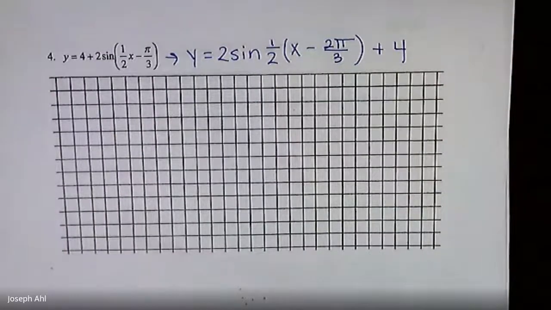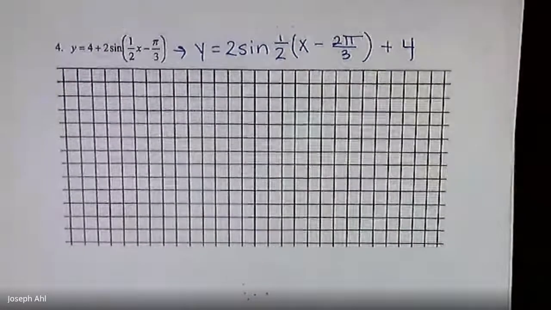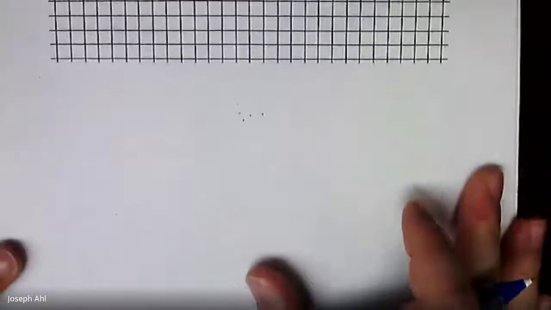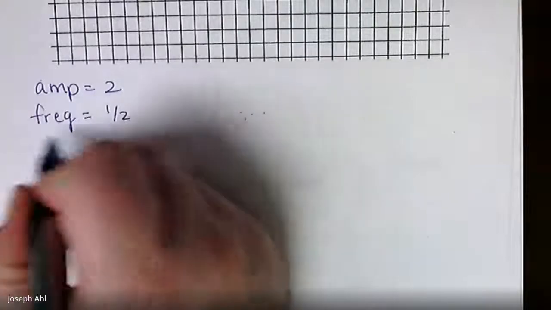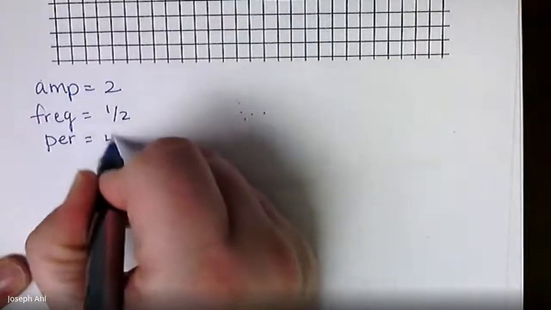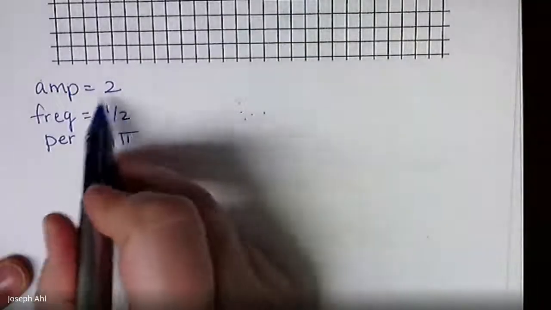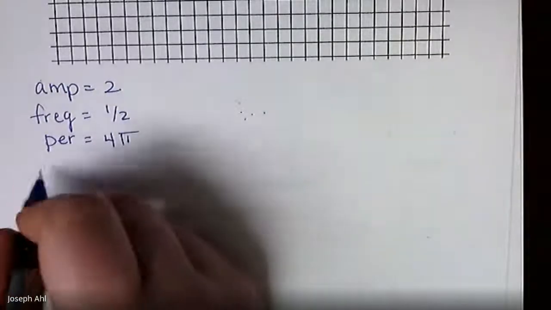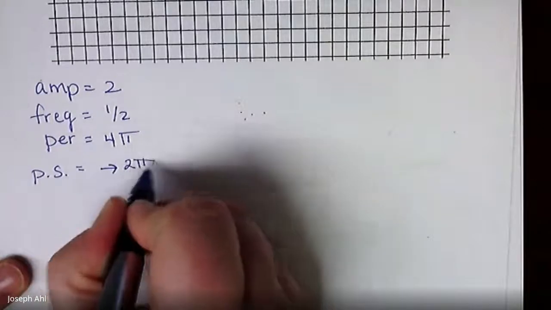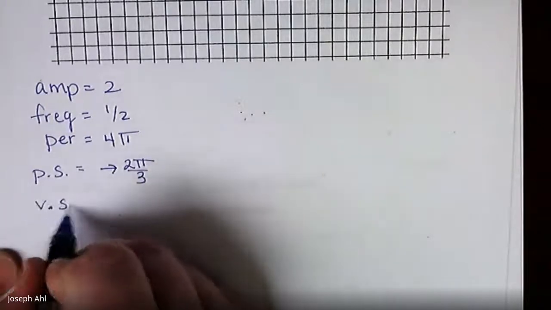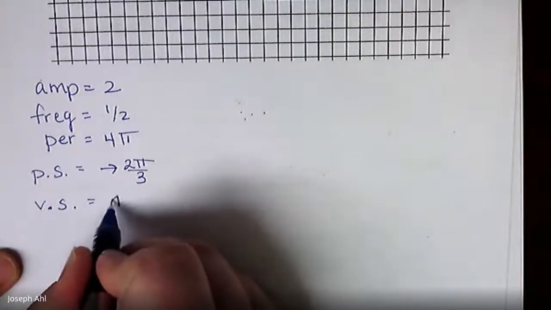All right, let's think about some of the key information here. So here's what you should come up with. Amplitude is 2. It's the number out front. Frequency is 1/2, which makes the period 4 pi. 2 pi divided by 1/2 is 4 pi. The phase shift, we're actually going to the right this time, 2 pi over 3. And the vertical shift, we're going up 4.